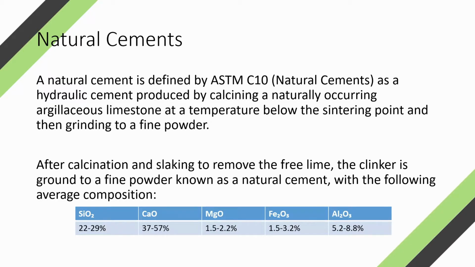So, next we have here yung ating natural cements. So, a natural cement is defined by ASTM C10 as a hydraulic cement produced by calcining a naturally occurring argillaceous limestone at a temperature below the sintering point and the grinding of a fine powder. After calcination and slaking to remove the free lime, the clinker is ground to a fine powder known as a natural cement with the following average composition. So, ito yung composition ng ating natural cement.